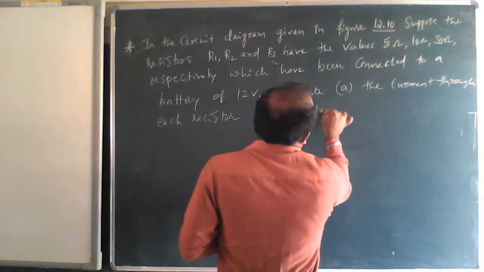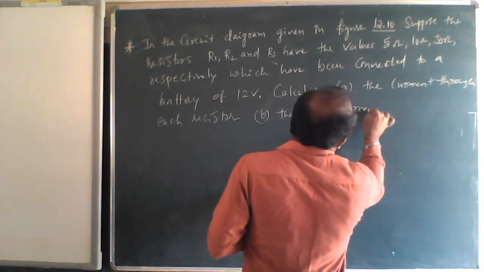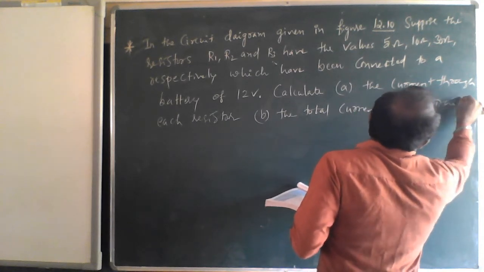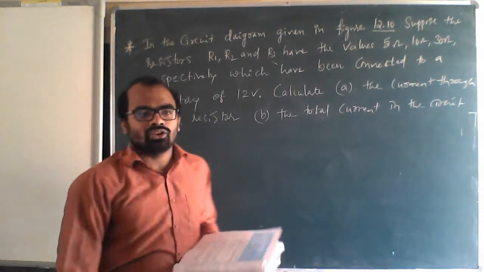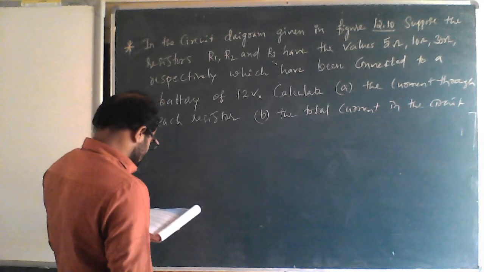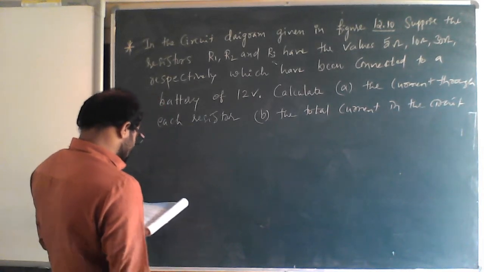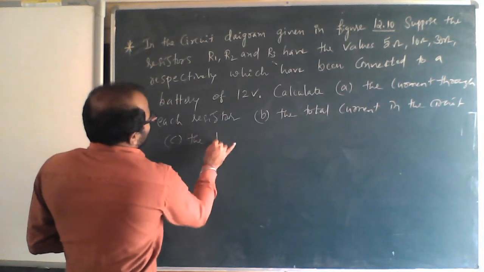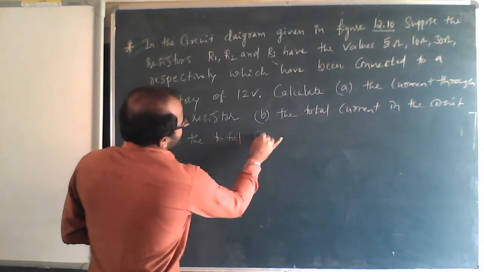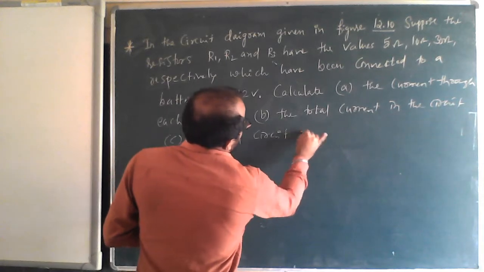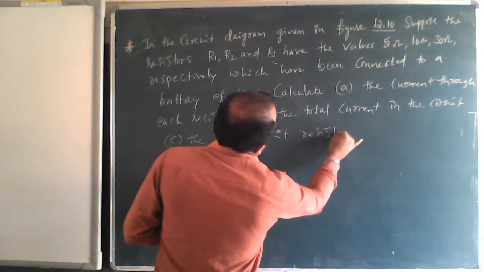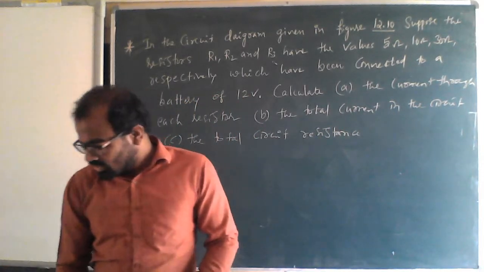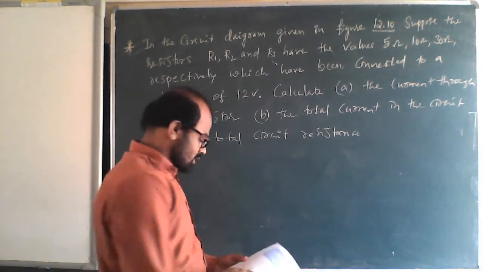Please note, write down with me. Just don't simply sit. Please write down with me. B, the total current in the circuit, and C, the total circuit resistance. So the diagram we have to take down.